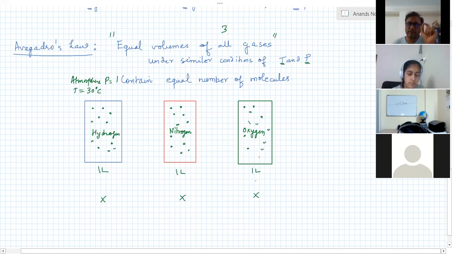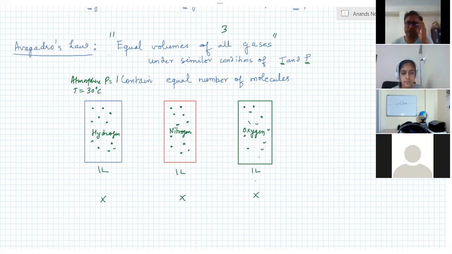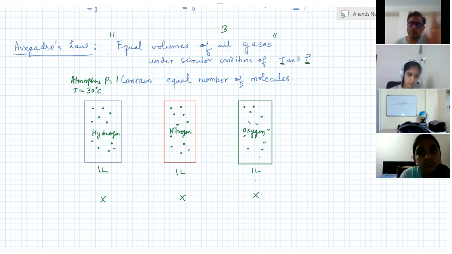But if you take equal volumes of these fellows, 1 liter, 10 liters, 22.4 liters, keep all the volumes the same. Go ahead and somehow count the molecules inside. They will all be the same. This is what is called Avogadro's law.